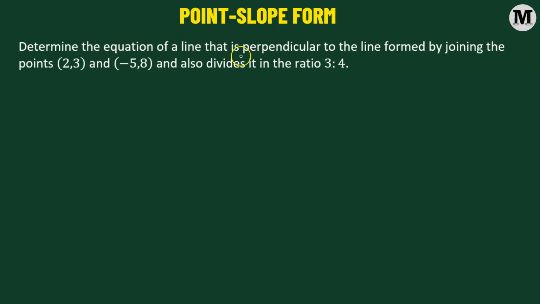Determine the equation of a line that is perpendicular to the line formed by joining the points (2, 3) and (-5, 8) and also divides it into ratio 3:4. Let us begin. First, we will consider 2 points.